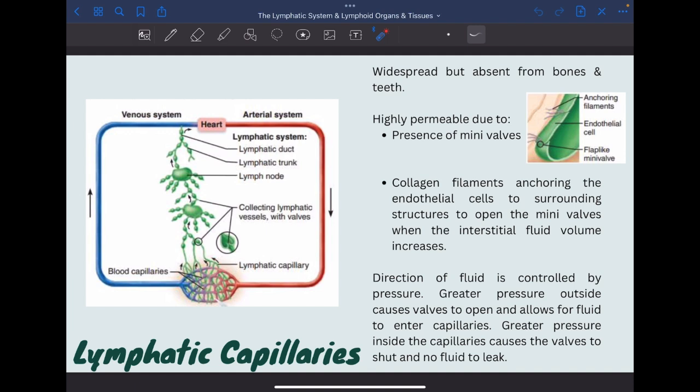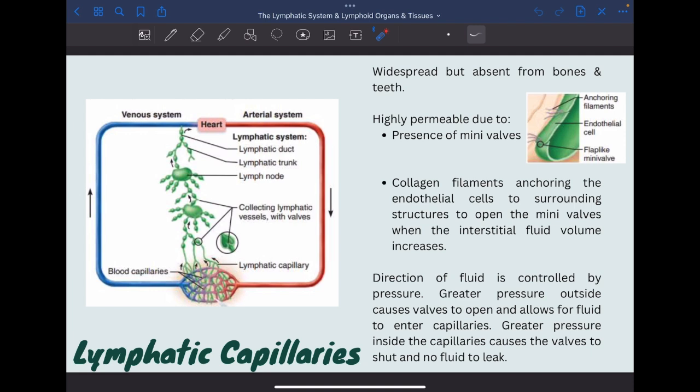So the lymphatic capillaries are these very small microscopic capillaries that are going to basically be present between your normal blood capillaries, and they are pretty much widespread and found everywhere in the body except in the bones and the teeth. They used to think that it wasn't found in the CNS, but it is found, but in restricted areas in the meninges and so on. But for the most part, it is found everywhere in our body.